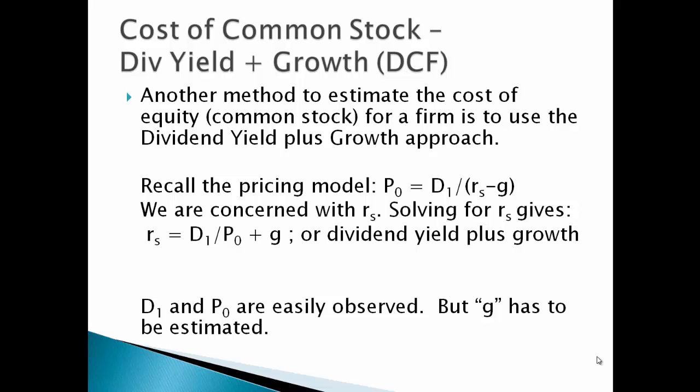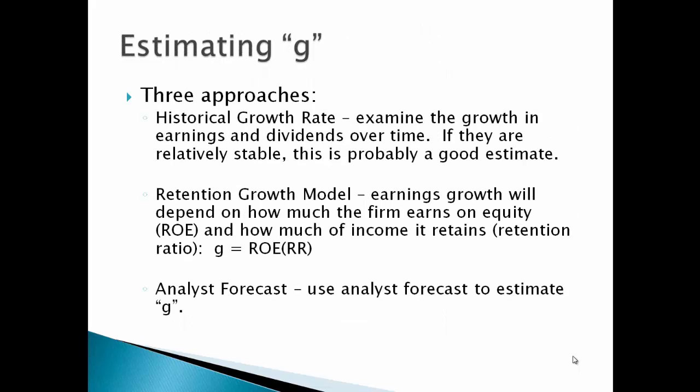So the dividend and the price are things that we can easily observe in the marketplace. G, we're going to have to come up with some estimate of that, and there's a few different ways that we can do that. The first is to look at the historical growth rate for a firm. So here we would just examine the growth rate in earnings or dividends over a particular period of time and use that as a proxy for the ongoing growth rate. So if earnings growth and dividend growth has been relatively stable, this will probably give us a good estimate for the G.